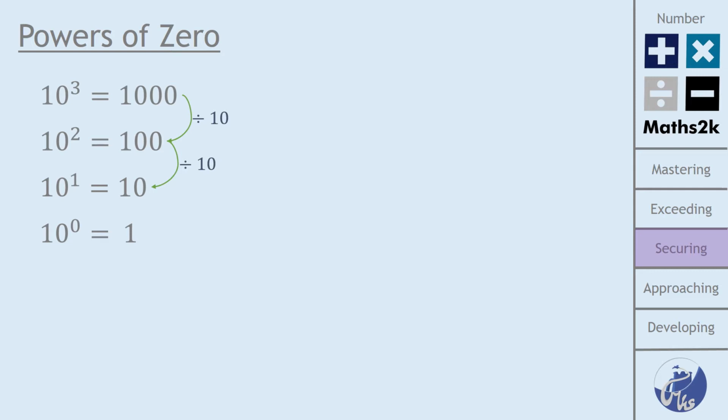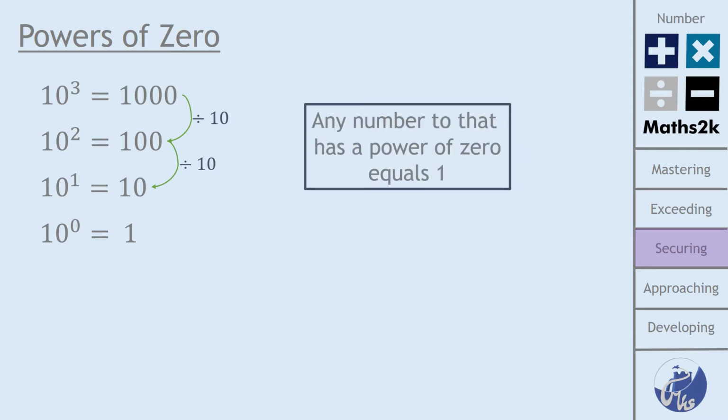And this would have worked out no matter what power we'd have started off with. If we had 2 to the power of 1 before, and that would have been 2, we'd have divided by 2, and again been left with 1. So for any number that you have a power of 0 for, it is going to equal 1. And in fact, this is also true in algebra. So any term that you have to the power of 0, that is also going to equal 1.